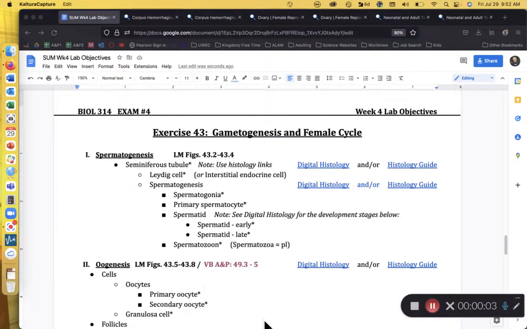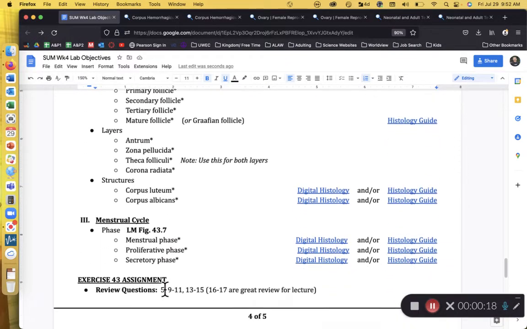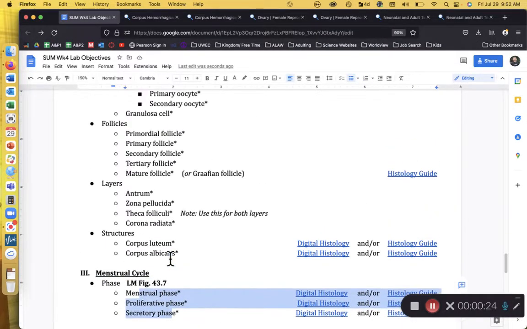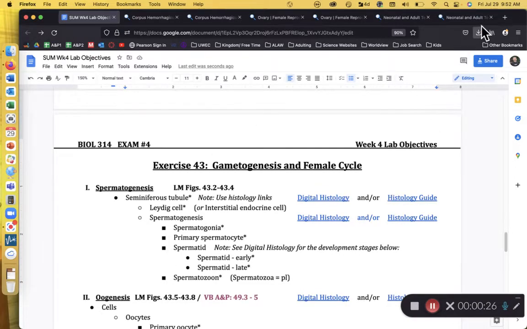Hi class, in this recording we are going to focus on gametogenesis and the female cycle. The two gametogenesis cycles will focus on spermatogenesis, the production of sperm in the male reproductive system, and oogenesis, the production of oocytes within the female reproductive system. And then we'll also talk about the menstrual cycle and how to recognize the different phases of the menstrual cycle. So let's dive into it.